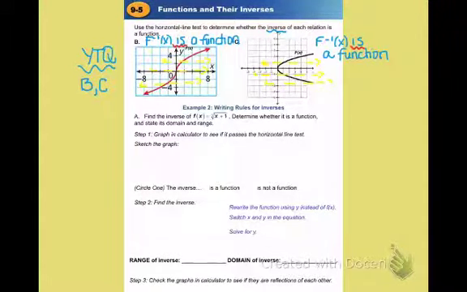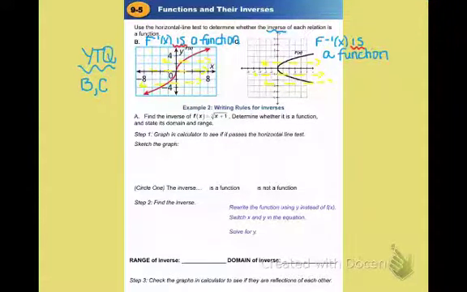So we're in luck. Both of these are functions. F inverse of x is a function in both example B and C, and the support that we could give to our claim that their inverses are functions is that they pass the horizontal line test.